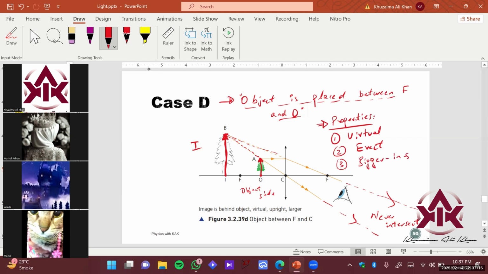Now let's discuss the application in real life. You have used this, and I can vouch for that. The application of this is basically a magnifying glass. Can anyone explain how a magnifying glass is producing this sort of image?